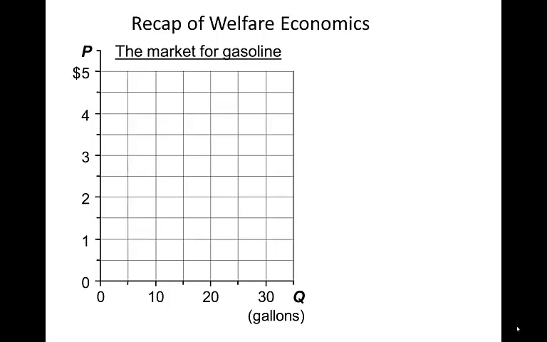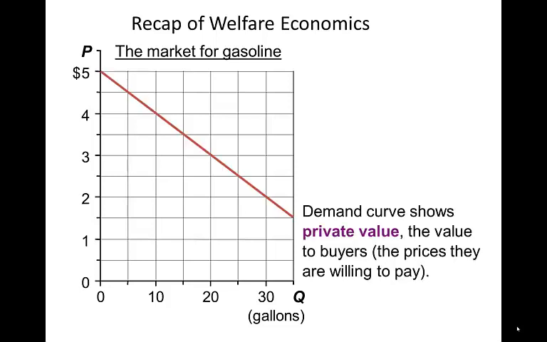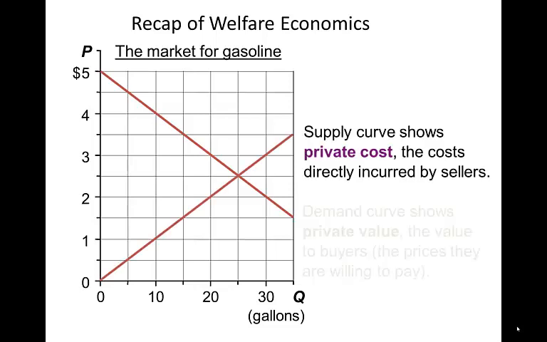Before we do that, I just want to go through a quick review of welfare economics, basically the supply and demand model. Here we're going to consider the market for gasoline. You can think of the demand curve as showing the private value that buyers place on purchasing the product. The demand curve traces willingness to pay, the maximum amount that I'm willing to pay for a certain amount of gasoline. That is a measure of how much value buyers as a whole place on gasoline for certain quantities.